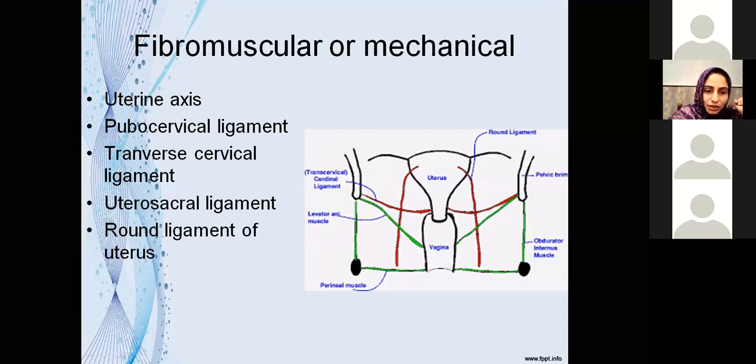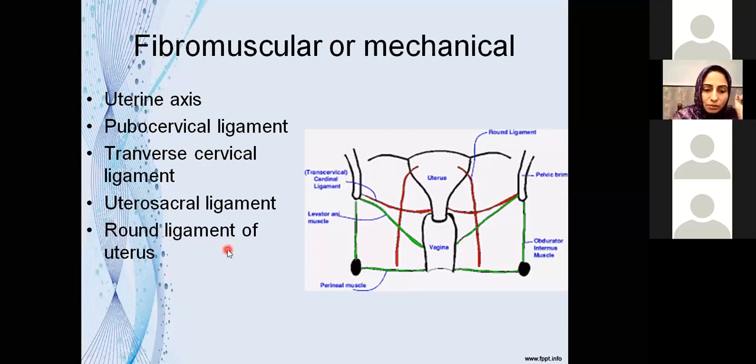So these are the different ligaments. So if anyone asks you what is the primary support, main support, primary supports are two. One is muscular, the other is fibrous structure. Muscular is levator ani, and that is the main support. Fibromuscular or mechanical support, ligament support is by the pubocervical, transverse cervical, uterosacral and round ligament.